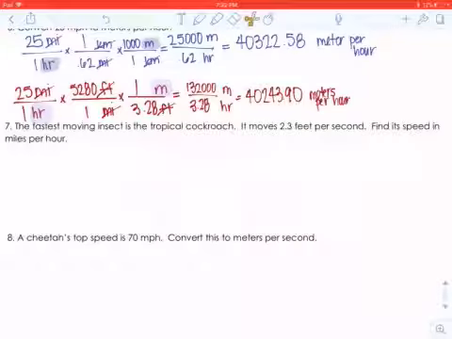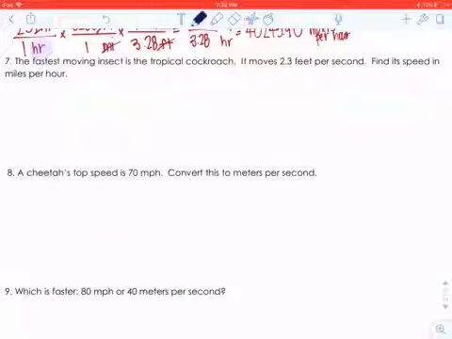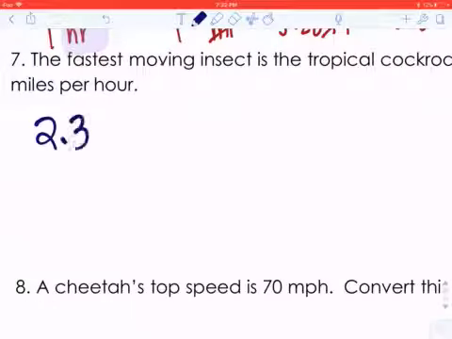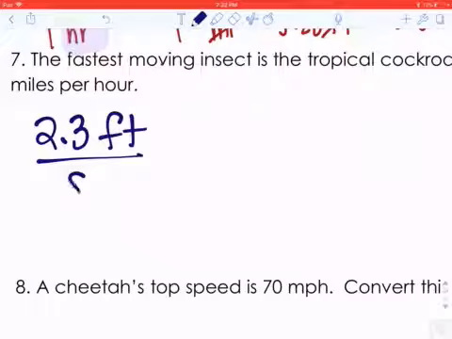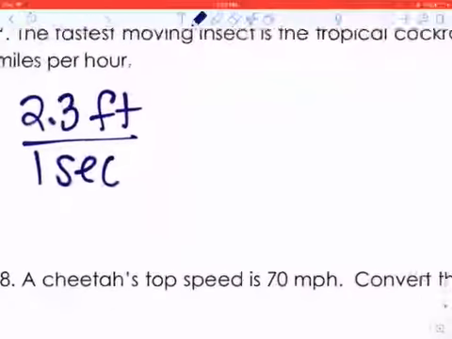Alright, the fastest moving insect is the tropical cockroach. It moves 2.3 feet per second. Find its speed in miles per hour. So we're going to start out with 2.3 feet per second, over 1 second, right? And we want to find its speed in miles per hour.